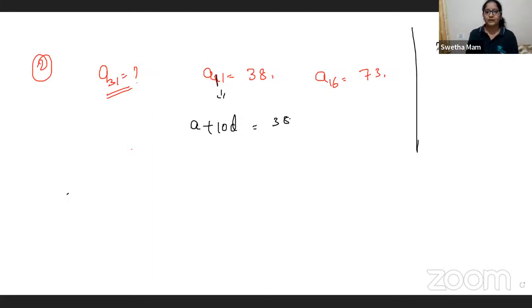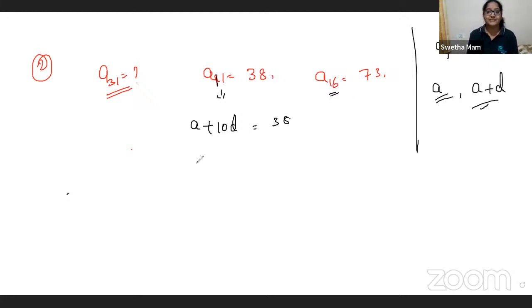So A9 means A plus 8D, right? Just reduce one number, because in the first term there is no D. It has only A. The second term is A plus D. So you have to reduce one D.